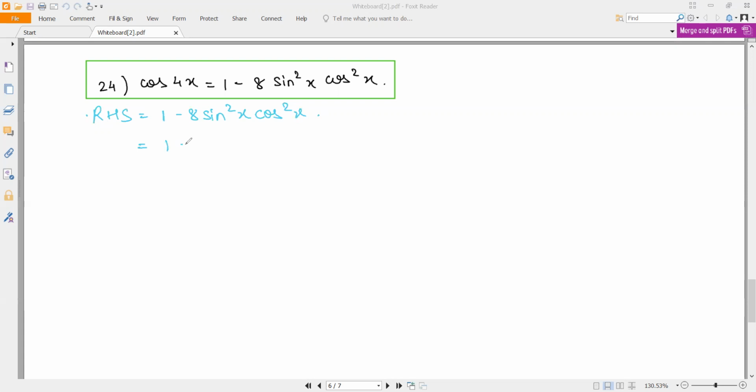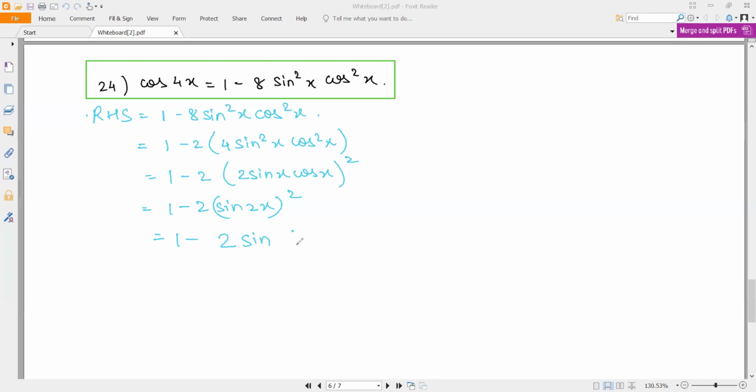This can be written as 1 minus 2 into 4 sine square x cos square x. This can further be written as 1 minus 2 sine x cos x whole square. I'm taking square outside. This is 1 minus 2 sine 2x whole square. Or I can write this as 1 minus 2, this is sine of 2x, angle is 2x, whole square. So sine square 2x. Now we know that cos 2 theta is equals to 1 minus 2 sine square theta.